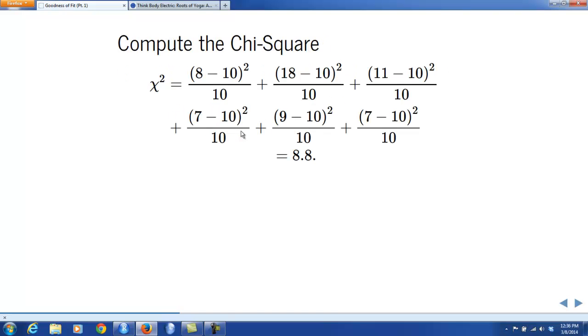So let's just compute the chi-square statistic for our data in our 60 rolls. There are 6 terms. The sum of them is 8.8.